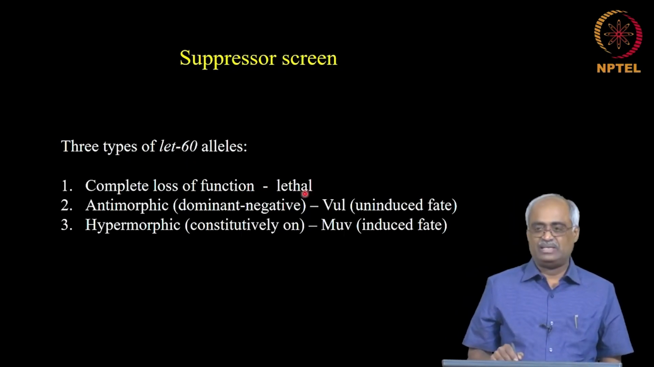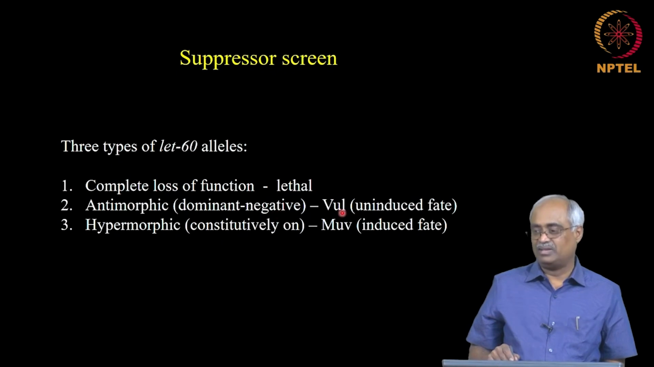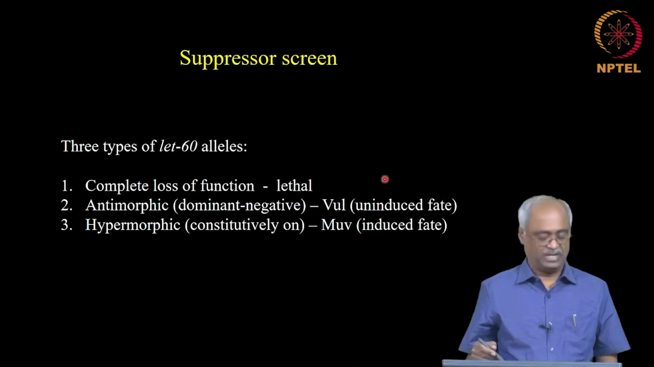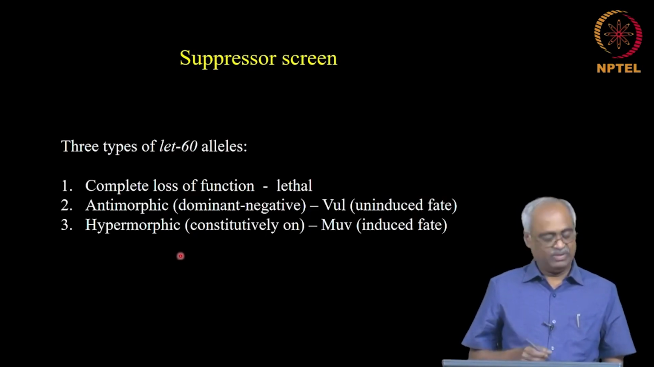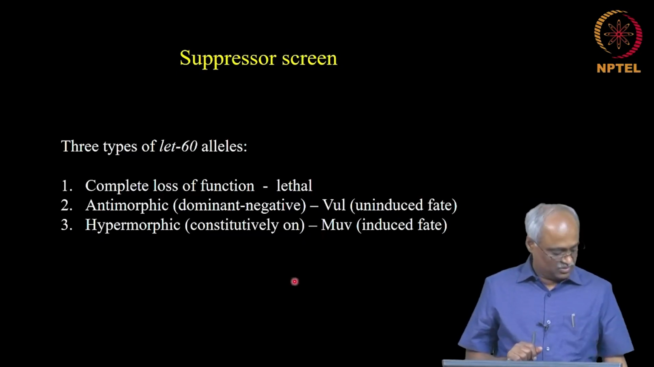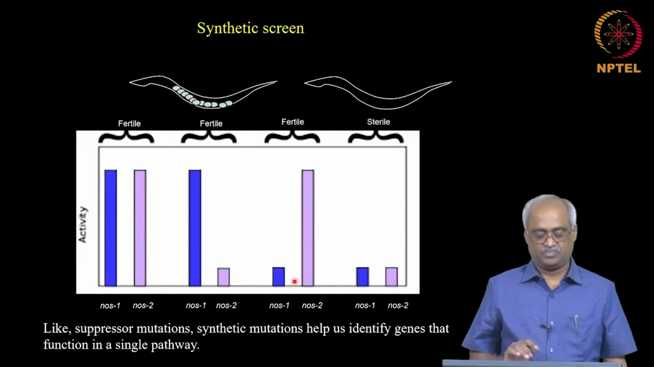Complete loss means it is lethal, and antimorphic, it is dominant negative, like vulva-less, it does not allow the cells to be in the uninduced fate. Hypermorphic, if it is continuously on, then it makes multivulva. Okay. So, that is a suppressor screen.